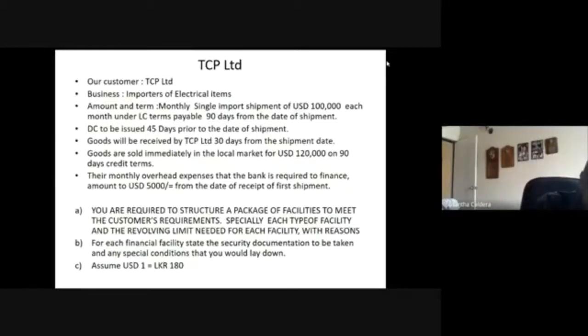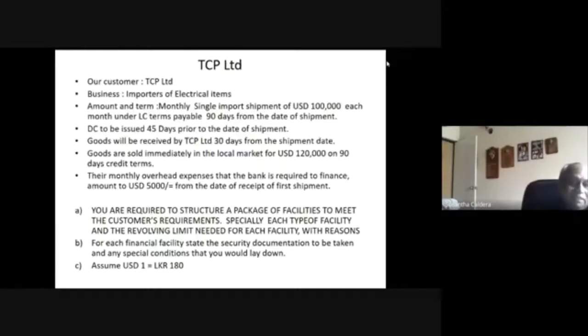That is the reason. Then US dollars 100,000 into what's the lead time? 2 months or 3 months? 2. Why not 3 months? 1 month has already passed before we receive the documents. They had 2 months only. 100,000 into 2 US dollars, 200,000. Then US dollars 200,000 into 180 equals rupees 36 million. So we need that.